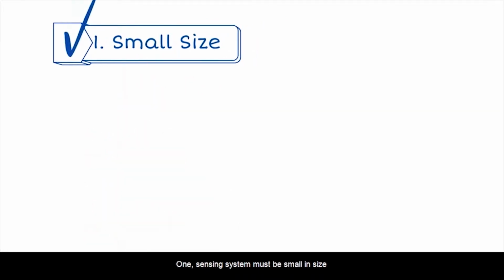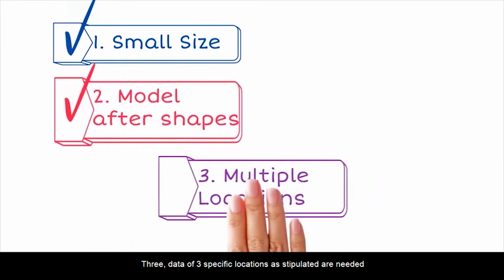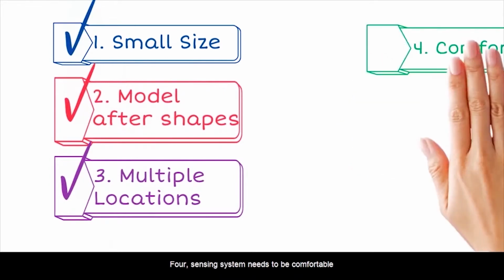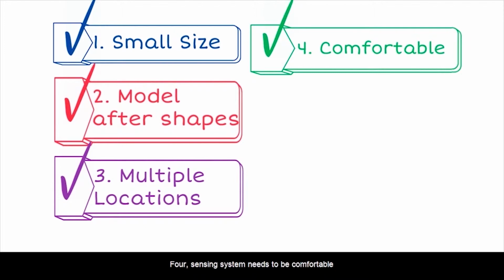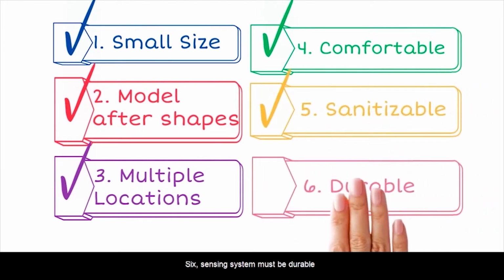Through further interviews with Dr. Trevor, we found out that apart from quantifiable data, there are certain demands and requirements that have to be met. 1. Sensing system must be small in size. 2. Sensing system needs to model after different limb shapes and sizes. 3. Data of 3 specific locations as stipulated are needed. These areas are where the pressure is the highest. 4. Sensing system needs to be comfortable. 5. Sensing system needs to be sanitizable. 6. The sensing system must be durable.